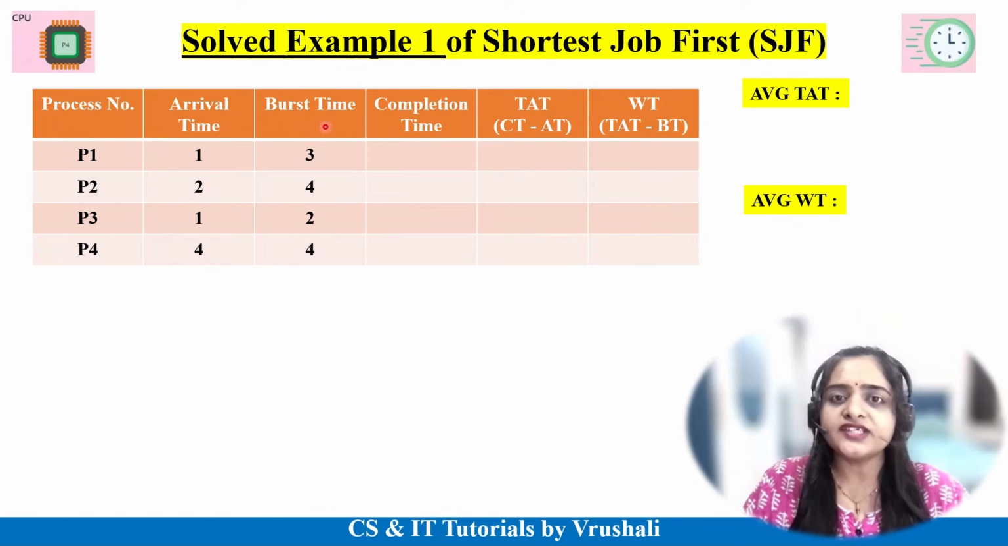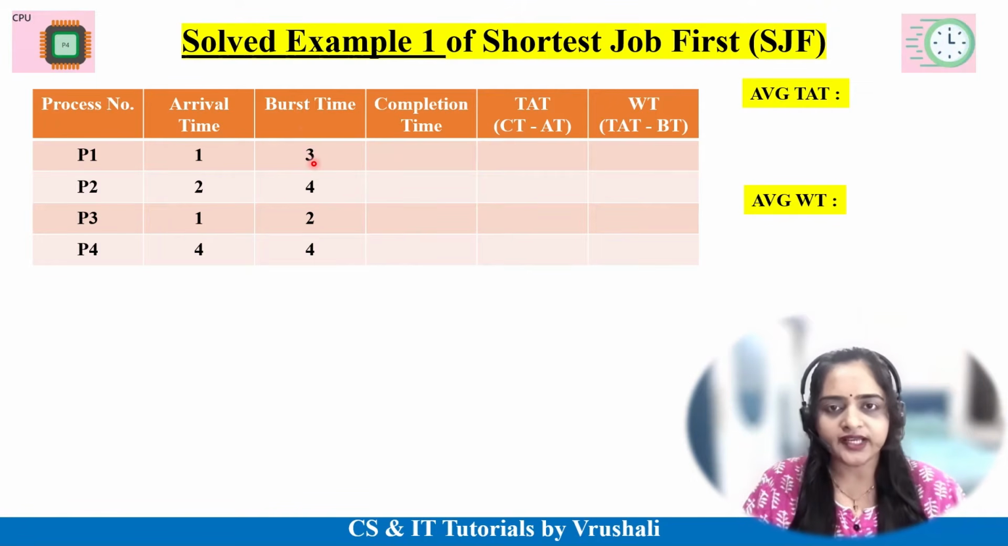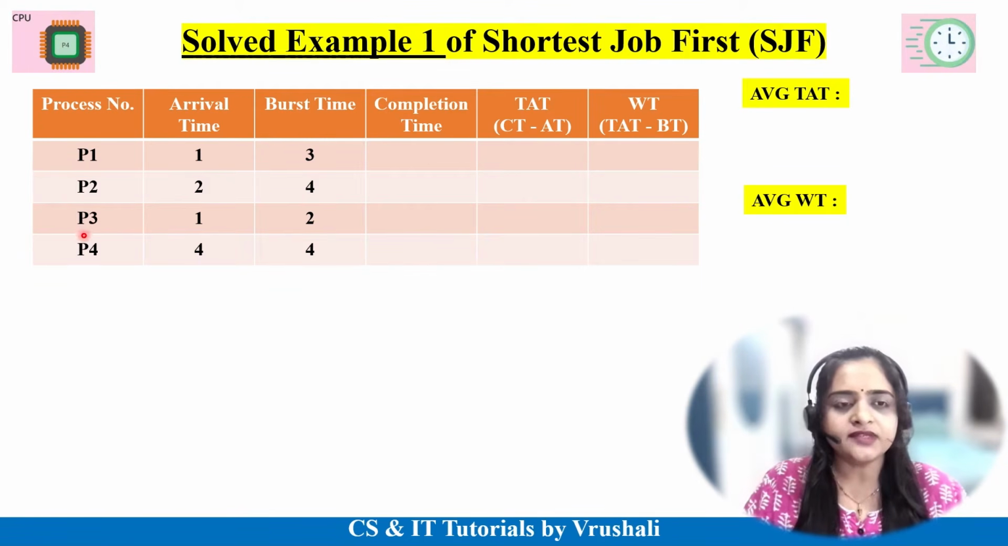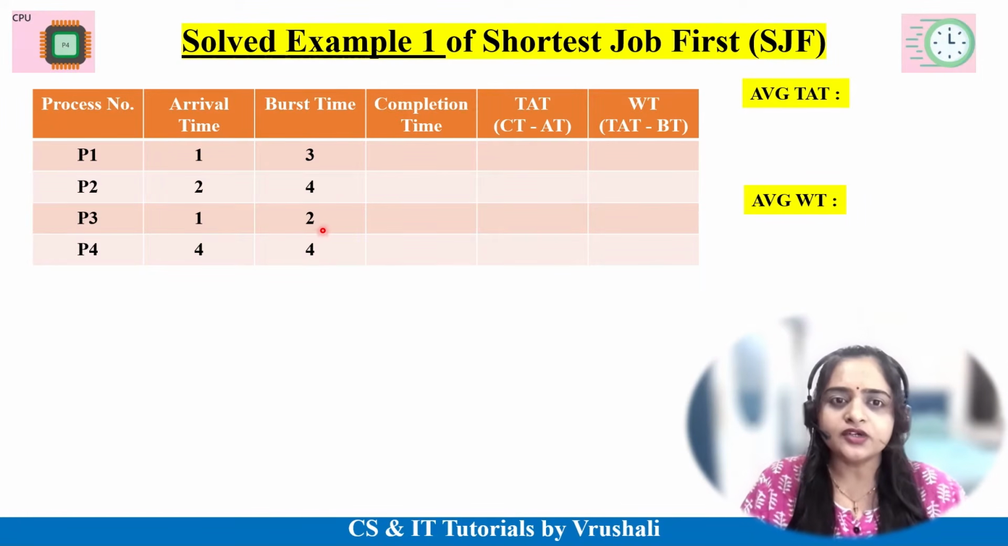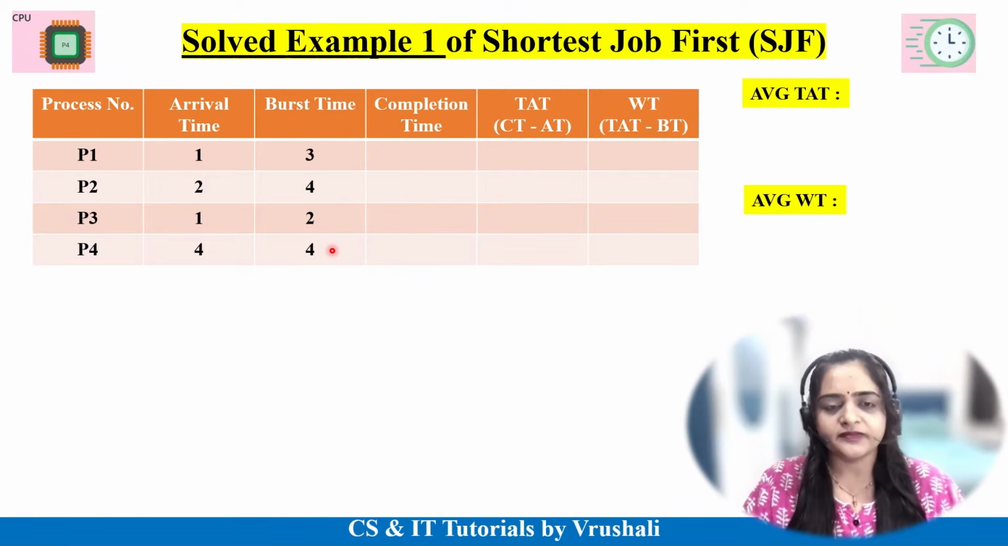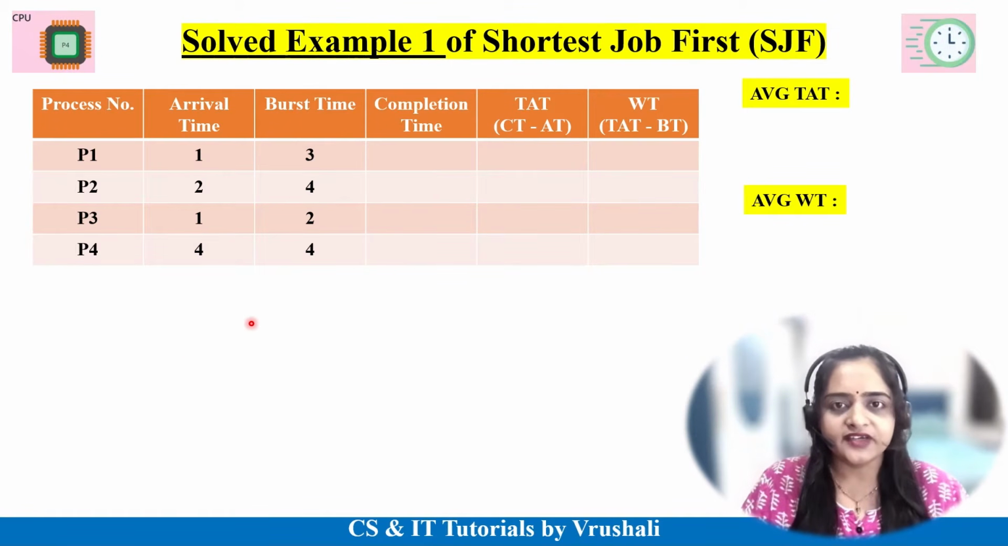It is easy to understand. Now the next one is burst time. Burst time means actual time required for the execution. So P1 requires 3 units of time for execution, P2 requires 4 units of time, P3 requires 2 units of time and P4 requires 4 units of time for execution. So this data is given.